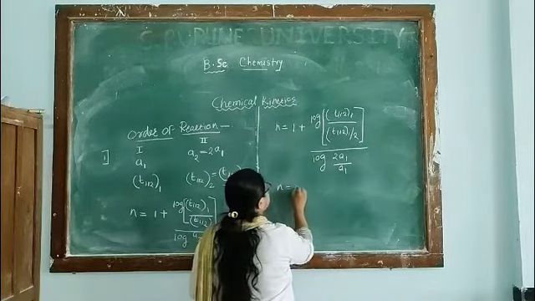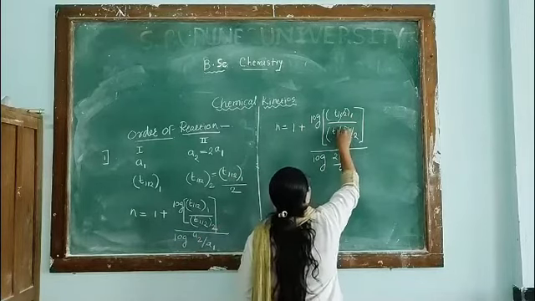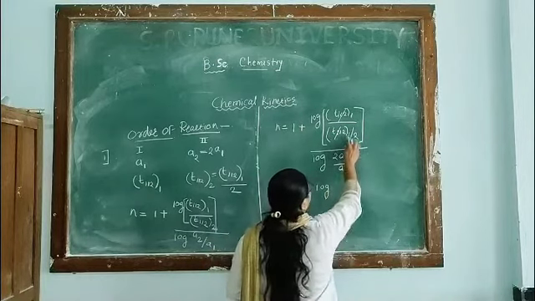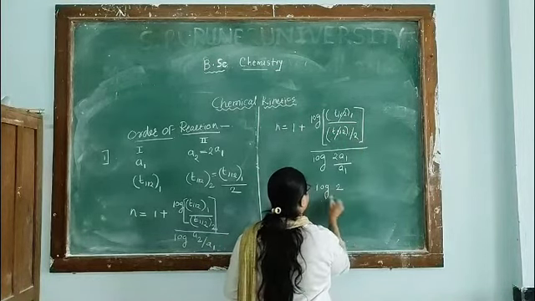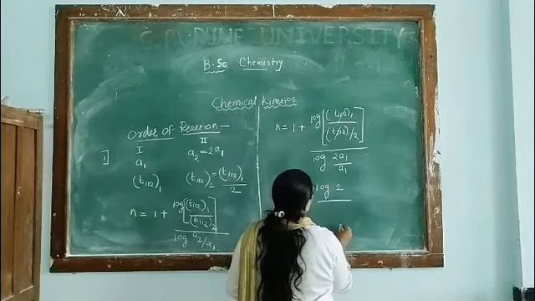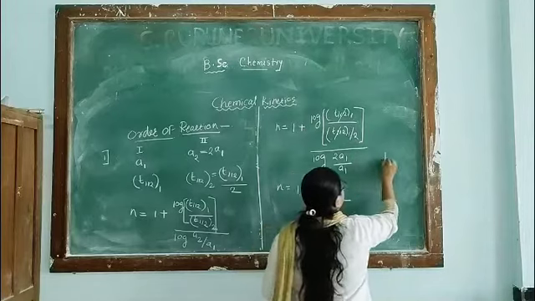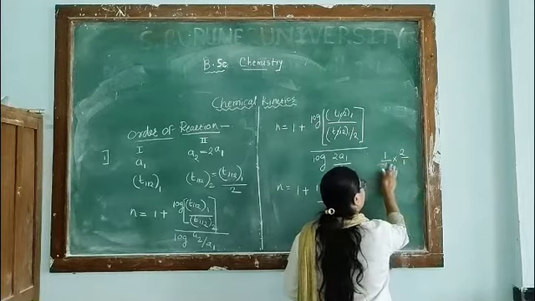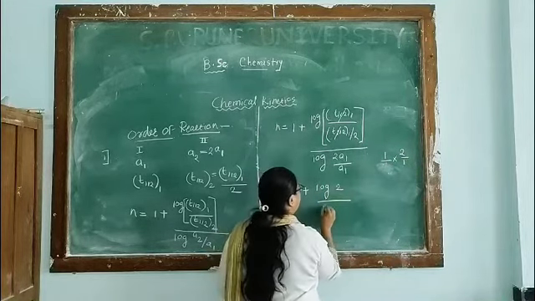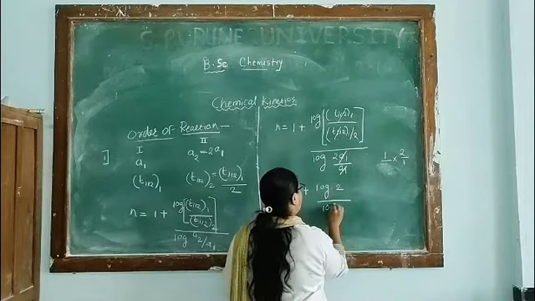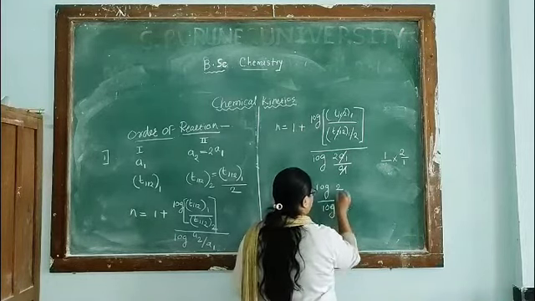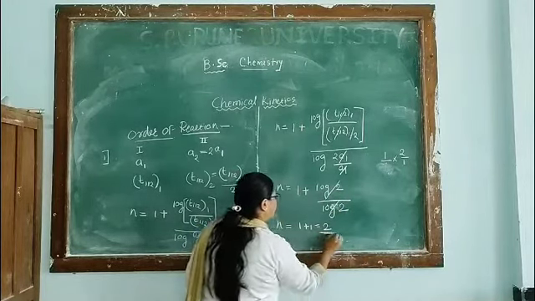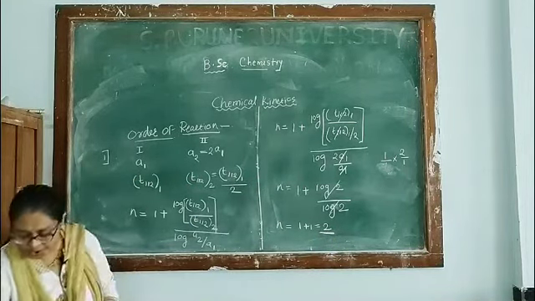So therefore N is equal to 1 plus, now T half 1 gets cancelled, therefore log of 1 divided by 1 by 2, which is log of 2 divided by 1. That means this is log of 2 divided by, again A1 gets cancelled, log of 2. So log of 2 gets cancelled. N is equal to 1 plus 1. So the order of the reaction is nothing but 2.